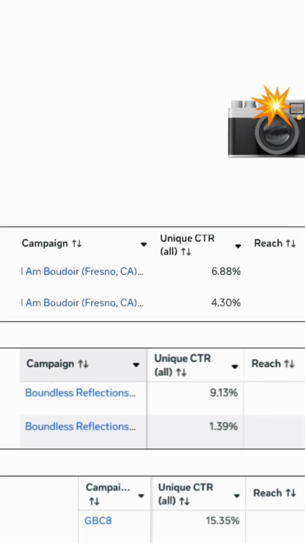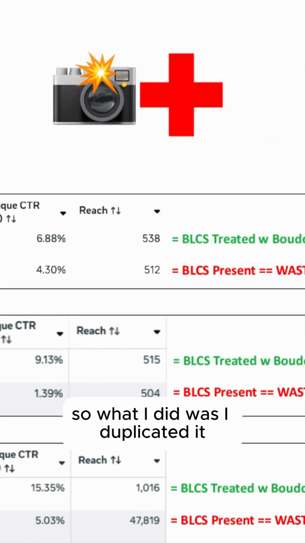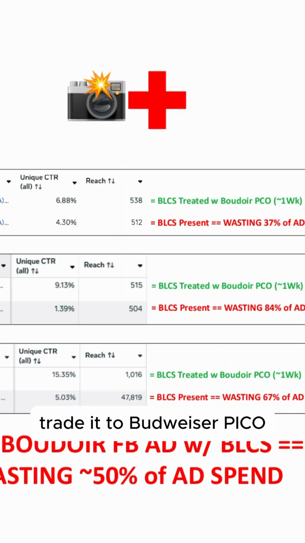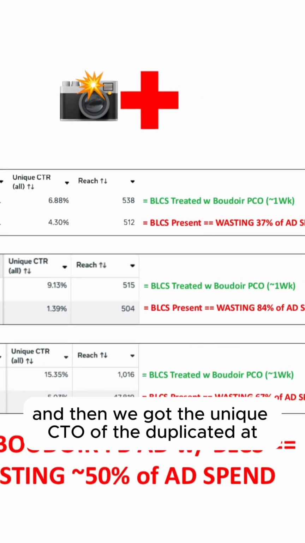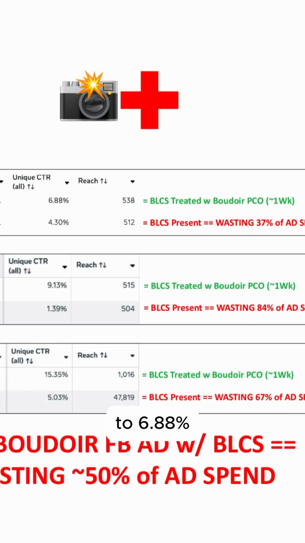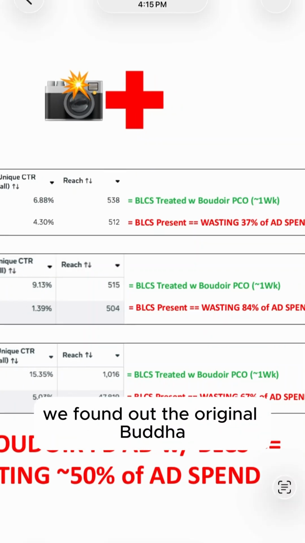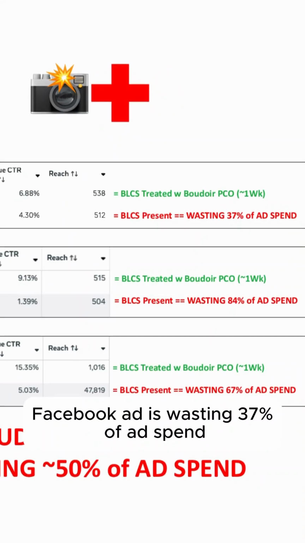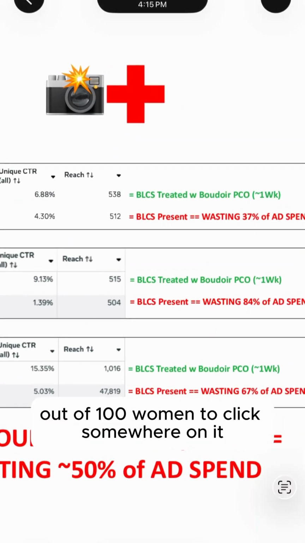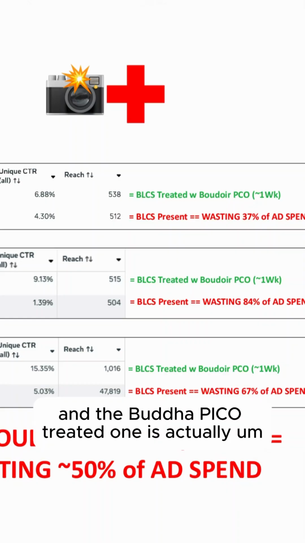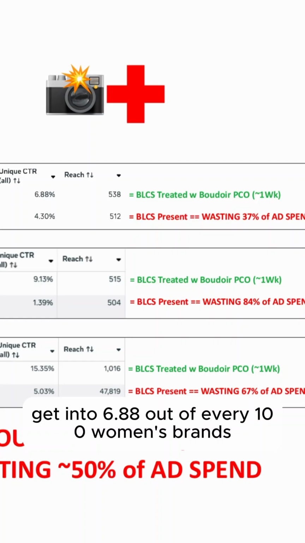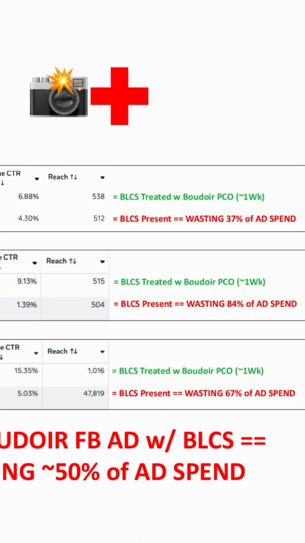And so what I did was I duplicated it, treated it with Boudoir Pico, takes about a week, and then we got the unique CTR of the duplicated ad to 6.88%. So way better. So we found out the original Boudoir Facebook ad is wasting 37% of ad spend by only getting 4.3 out of 100 women to click somewhere on it and get our ad into their brain. And the Boudoir Pico treated one is actually getting to 6.88 out of every 100 women's brains.